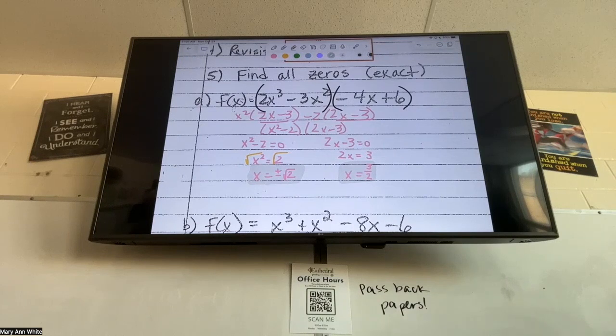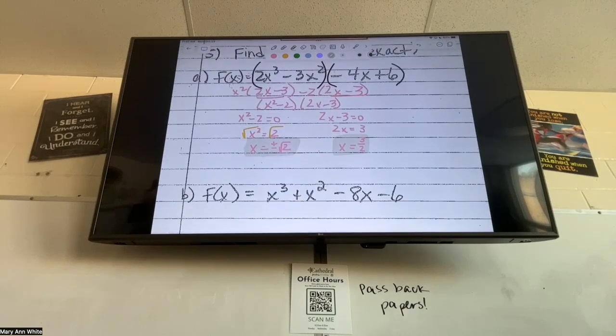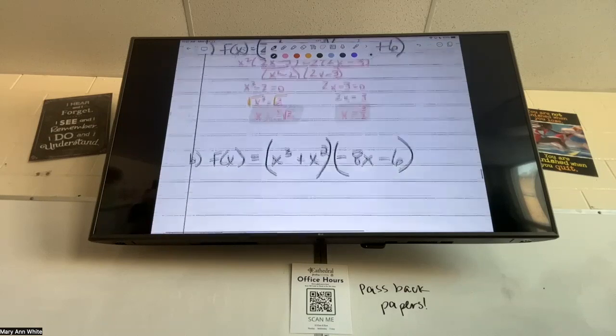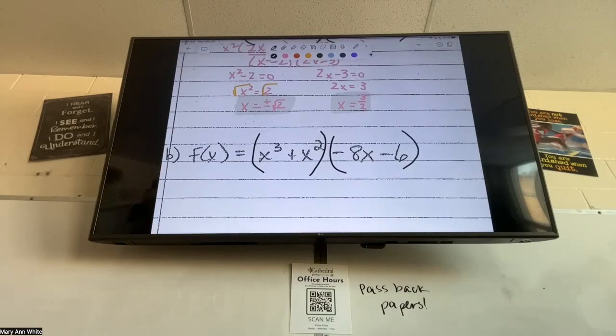Now, if I go to look at the next one, even though it has 4 parts, could I do grouping on this one? Yeah, okay, what do we take out of the first one? Okay. And then I get x plus 1. And then what do I take out of the next one? Okay, and so I get 4x plus 3.